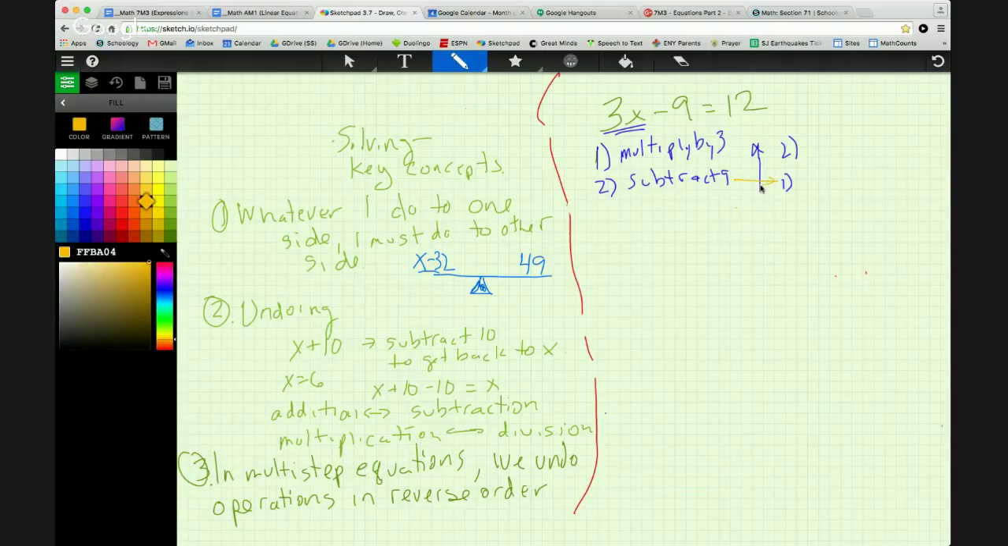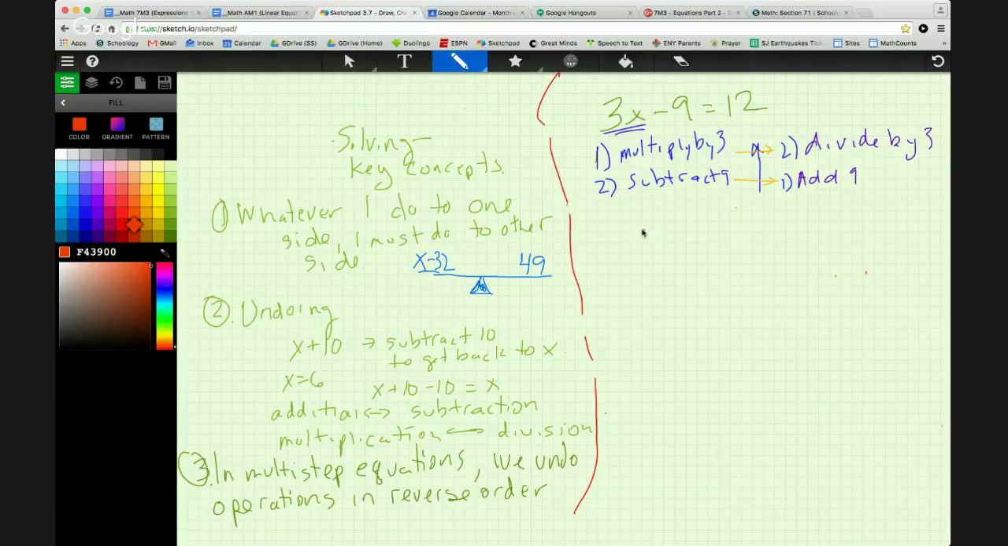Okay, now I'm back. To undo subtracting 9, we have to add 9. Whoops, wrong color. I meant this color. Well, close enough. Add 9. To undo multiplication, we have to divide by 3. So we're going to incorporate this strategy in solving this equation.